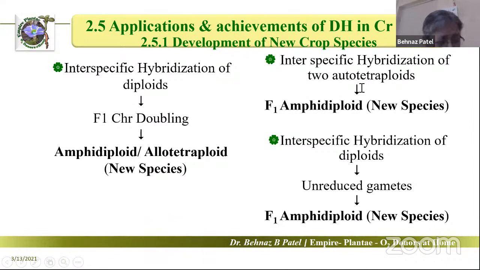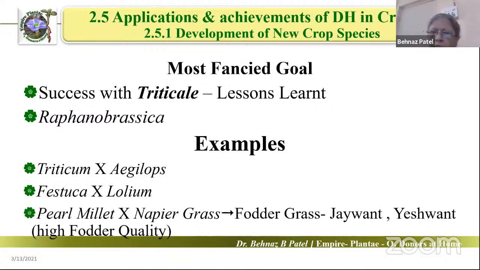Or alternatively, you have both the parents which are tetraploids, no need to wait for an unreduced gamete, and you produce an amphidiploid, which will be a new species. Interspecific hybridization of diploids can also be produced through unreduced gametes. So you will have three methods: crossing the diploids and then doubling the chromosome number, or crossing two autotetraploids, or using the hybrid diploids having an unreduced gamete. This way we can produce a novel plant, a completely different variety or a species altogether.